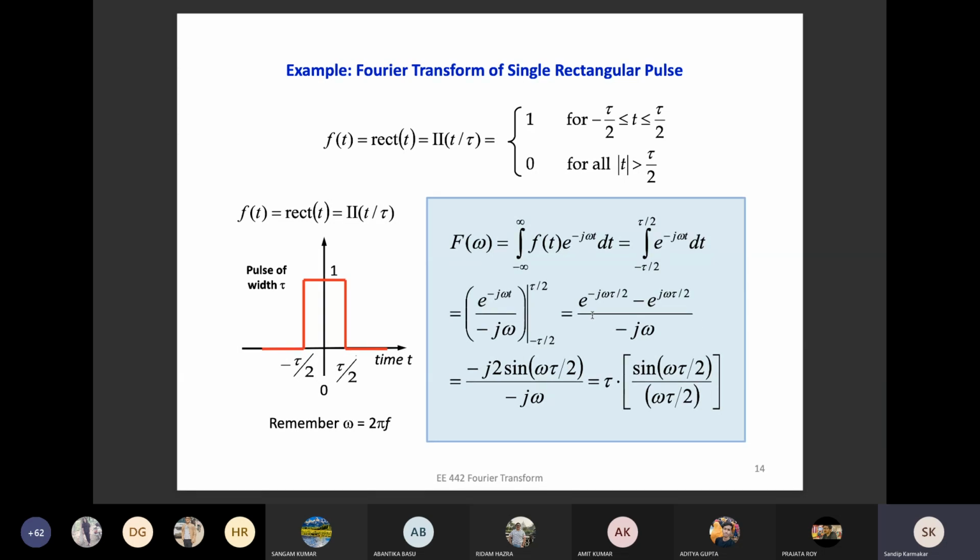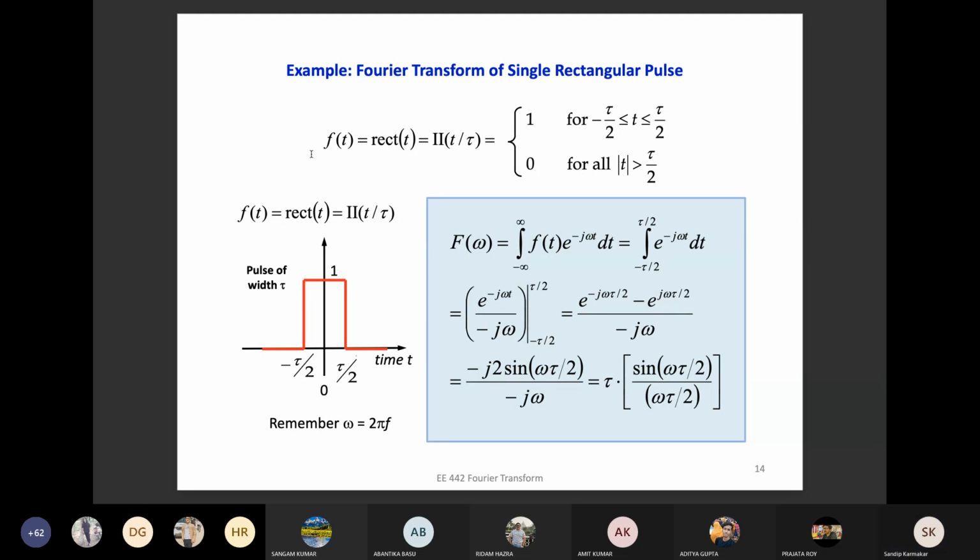If you substitute the limits, it will be e to the power minus j omega tau by 2 minus e to the power j omega tau by 2, divided by minus j omega, which equals 2 sine omega tau by 2 divided by omega. So it is ultimately tau times sine of omega tau by 2 divided by omega tau by 2.